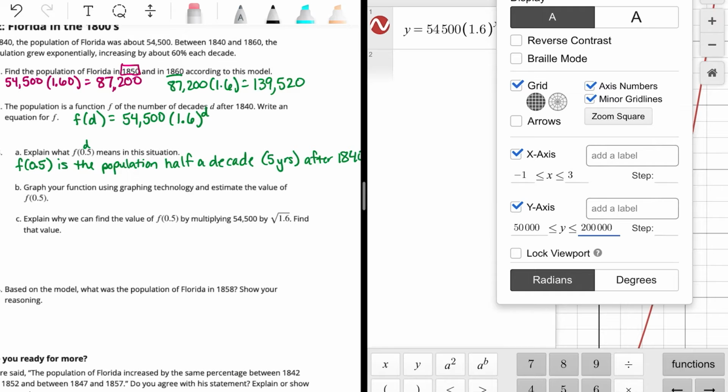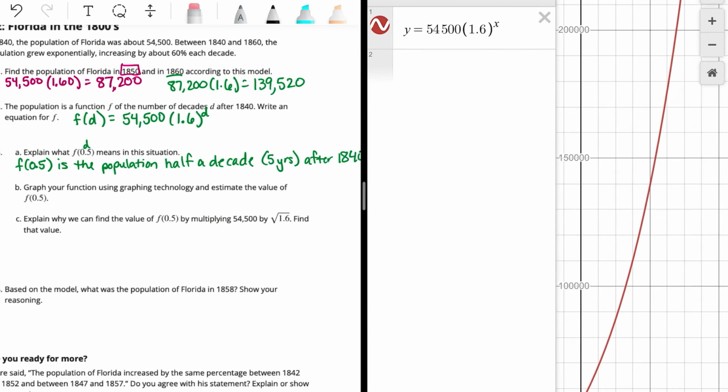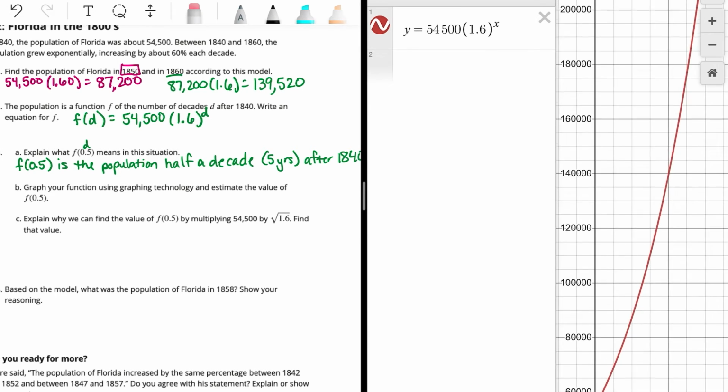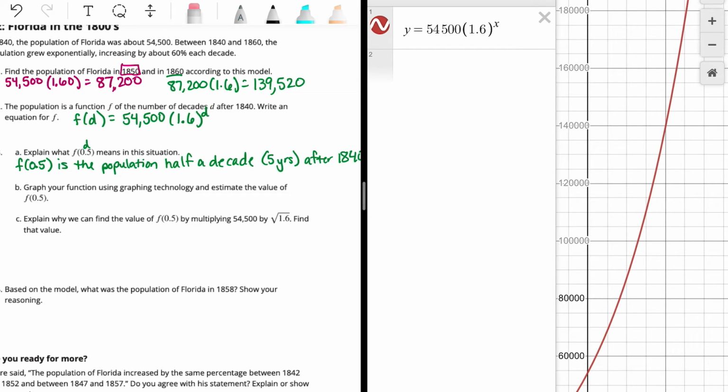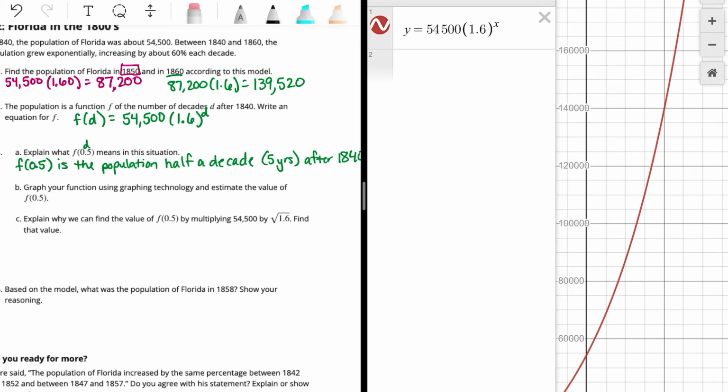Okay. And then you can see here, we can modify that if we want to. But you can see where it starts at 54,500 at 0 time. And then at 2 decades after, which is right in there, that was your 139,520. Okay, so there's what the graph can look like. And your axes are going to change the shape of the graph a little bit.